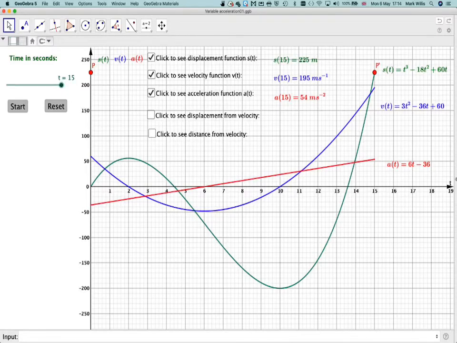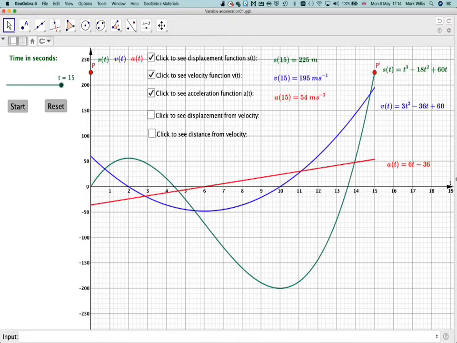Okay, so what we've got is a variable acceleration. We'll just reset that and run it along again. You can just see for yourself. You can play with this applet for yourself as well. So we've got variable acceleration. The acceleration changes sign and increases, and therefore it makes the particle eventually change direction.